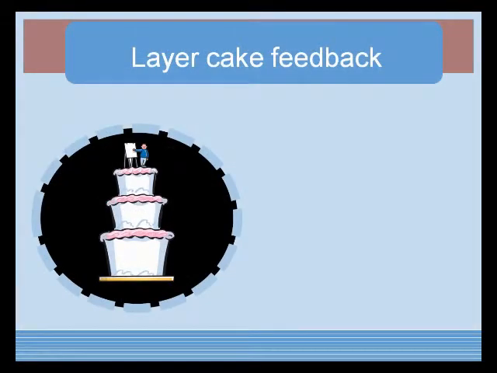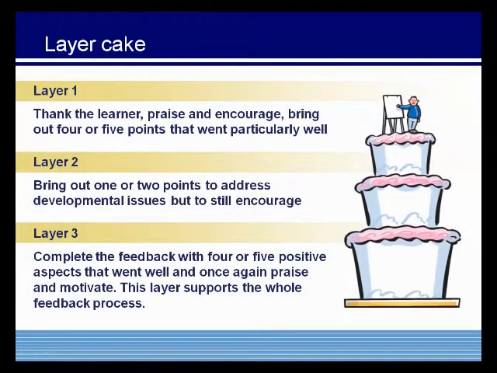It's what we call the layer cake feedback, or I used to call it the feedback sandwich. And this is where layer 1, thank the learner, praise and encourage, bring out 4 or 5 points that went particularly well. Layer 2, the middle layer, bring out 1 or 2 points to address developmental issues but still encourage. At layer 3, the finish, complete the feedback with 4 or 5 positive aspects that went well, and once again praise and motivate. This layer supports the whole feedback process.